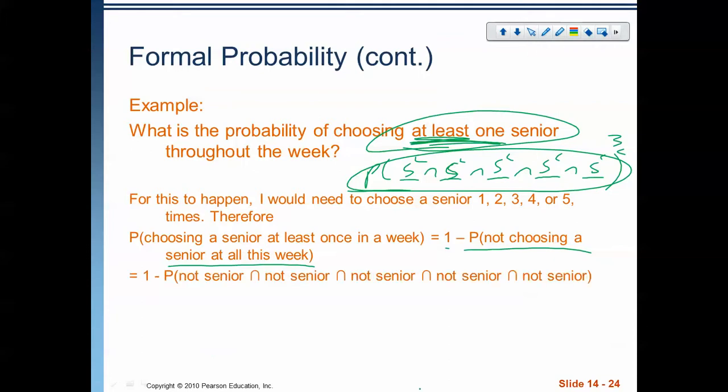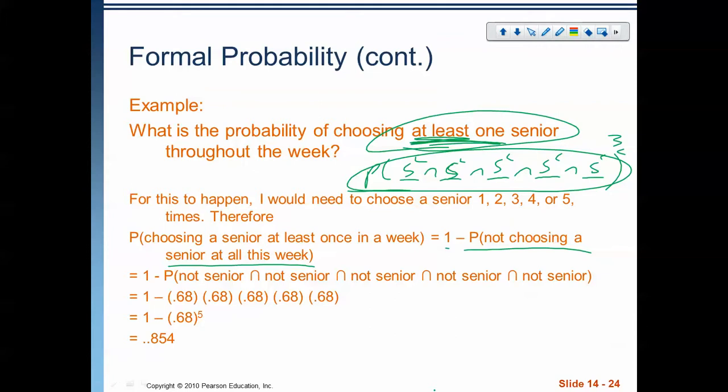So P of not senior, not senior, not senior, not senior, not senior is 0.68, 0.68, 0.68, 0.68, 0.68, right? Because that's the probability of not choosing a senior, which is 1 minus 0.68 to the 5th power, which is 0.854. So we've got to be really flexible with the way we think about at least.